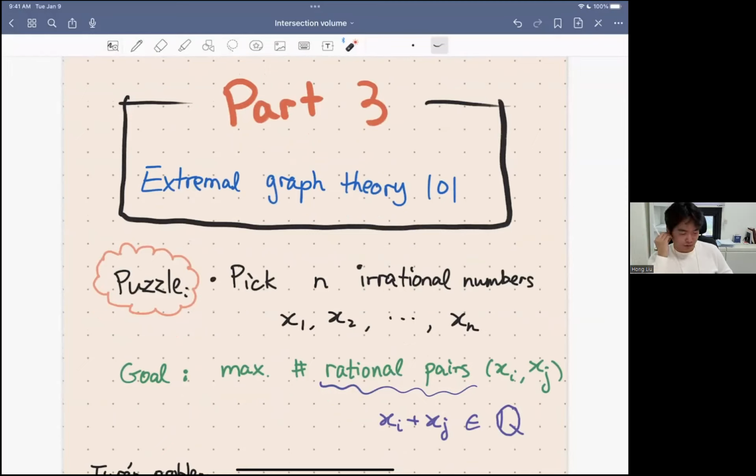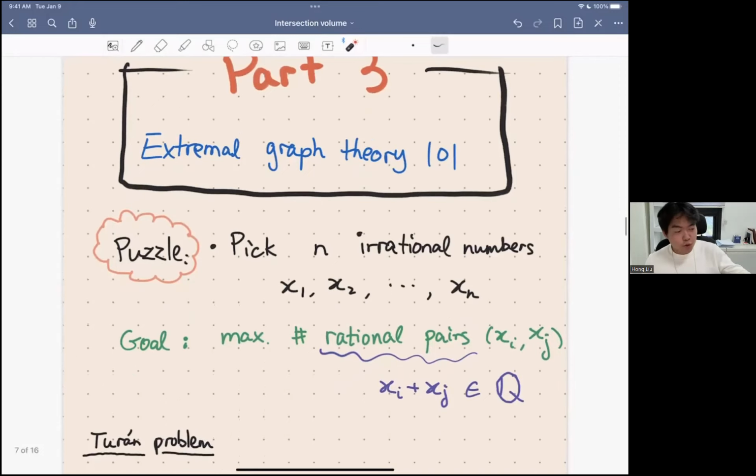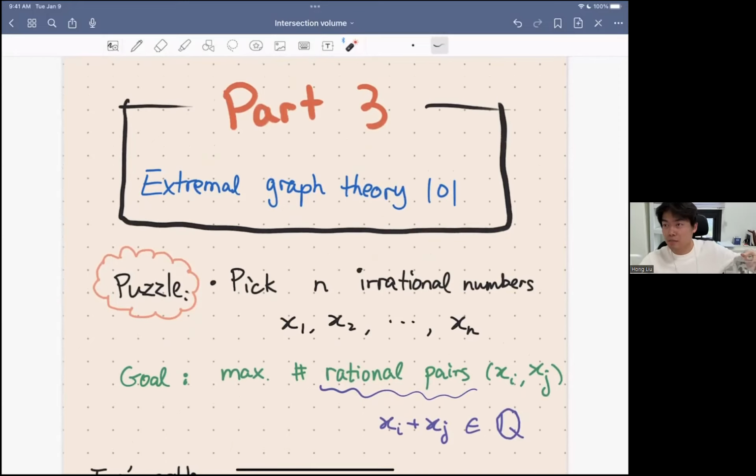And what's your goal? Your goal is to maximize the number of so-called rational pairs. What it means is that a rational pair means these two irrational numbers sum up to a rational one. Okay, so that's your goal. And the question is how you're going to choose these n irrational numbers to maximize the number of rational pairs. So if you get bored during my talk, the students here, you can think about this puzzle.